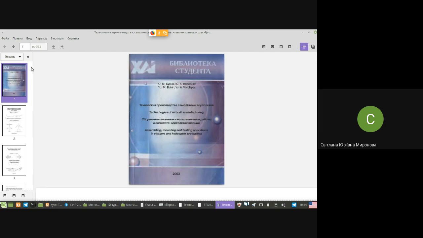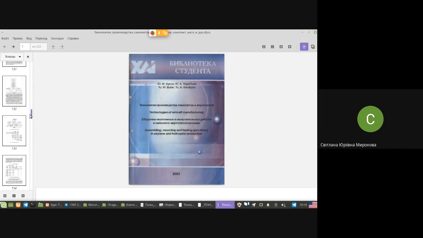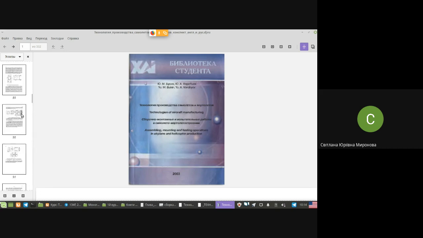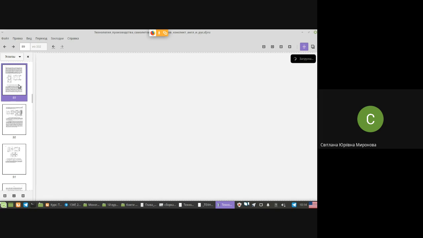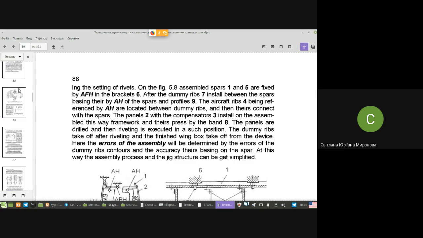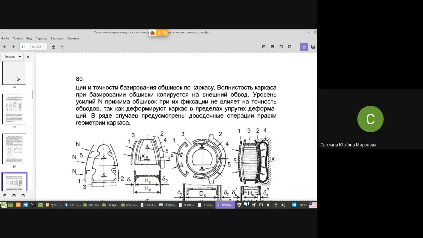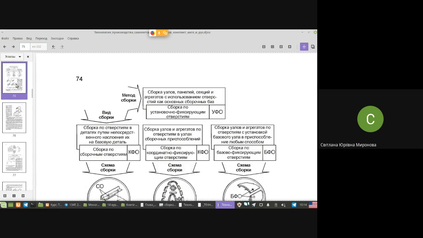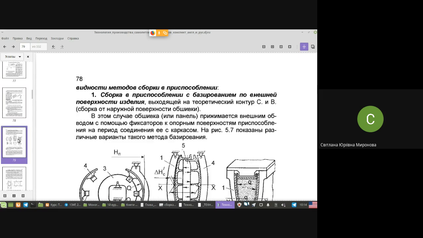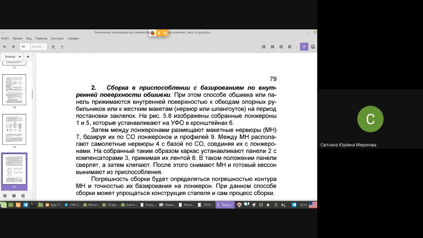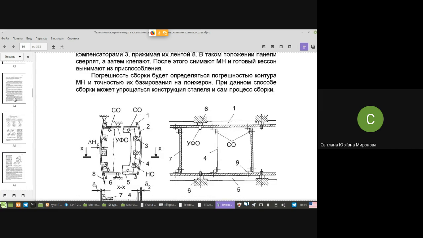Now, let's open a book. And in the book, let's find where assembly methods are described. Page number 70 or 79, or 70, yes. Wait a second. Yep, here. English, English, English. Sorry.